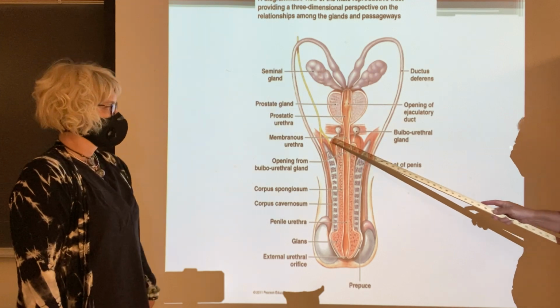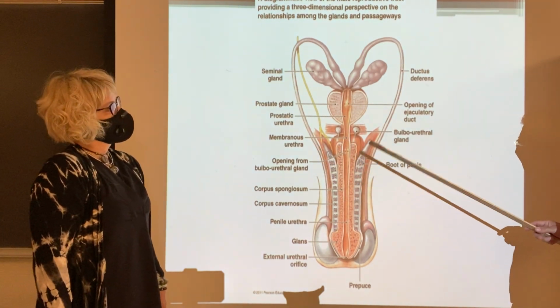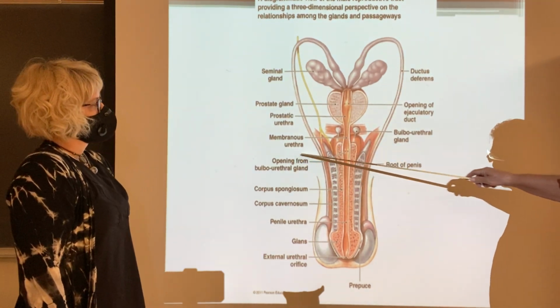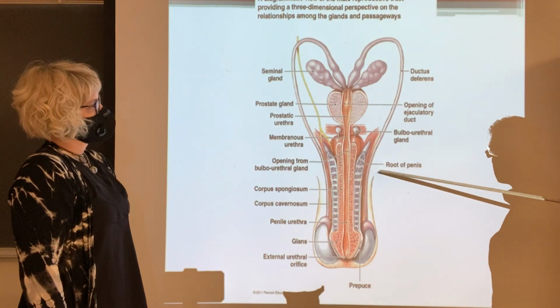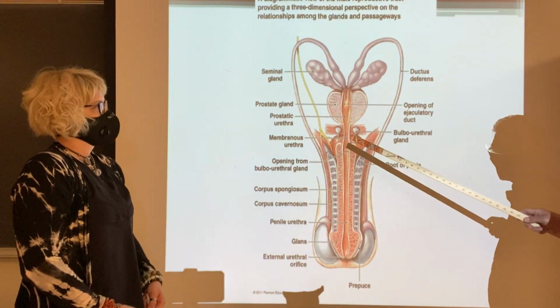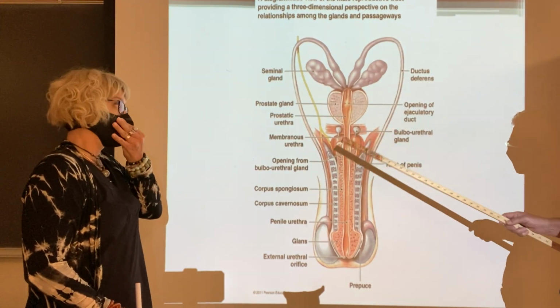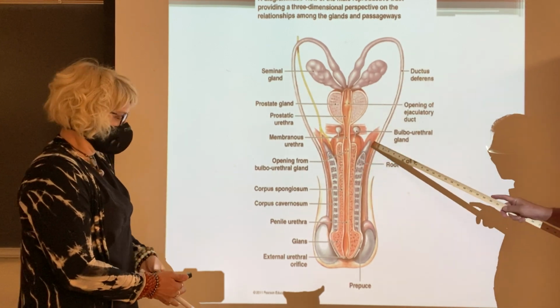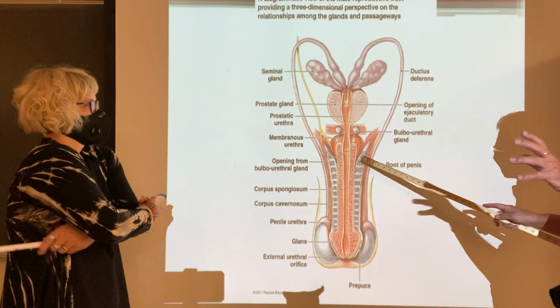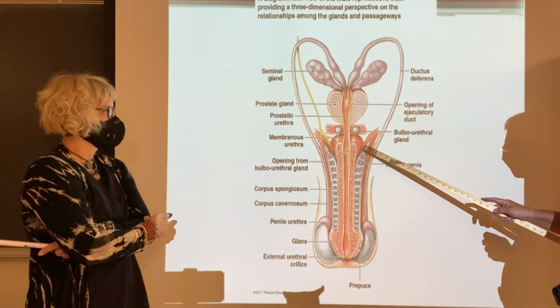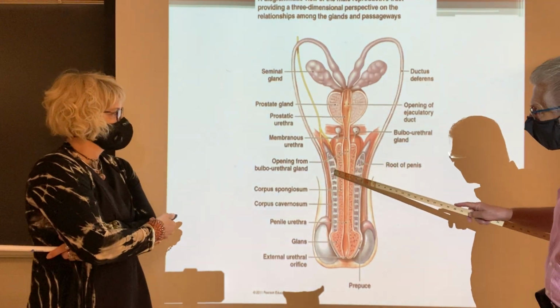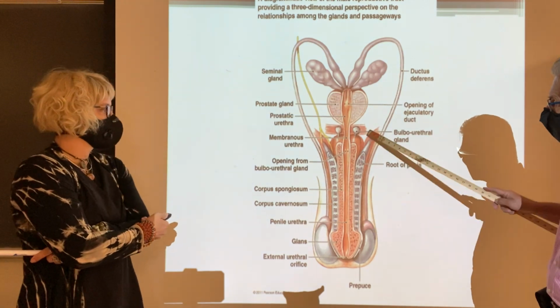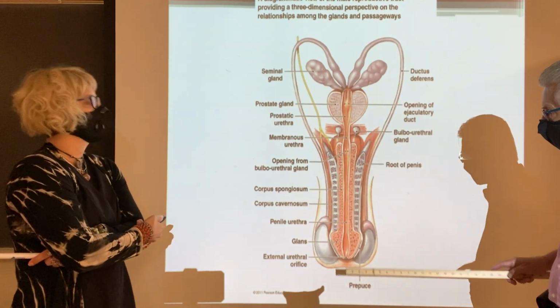So now we look at the penis itself. The penis anchors via the root, as you can see in both these cases. Without getting into too much technical anatomy, this is made up of the erectile tissue.